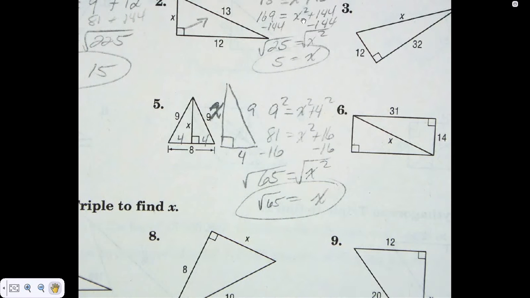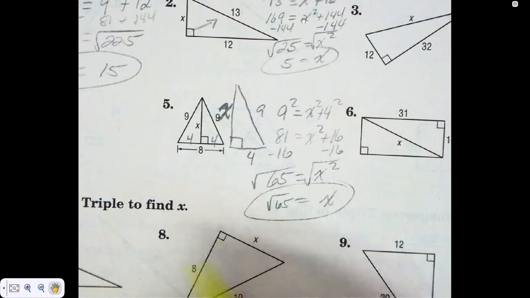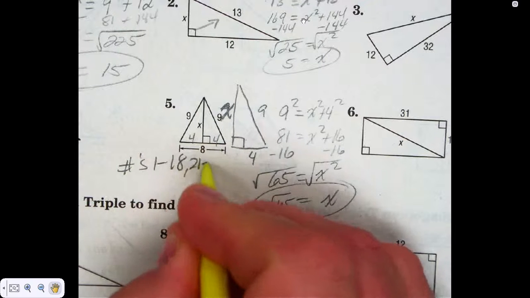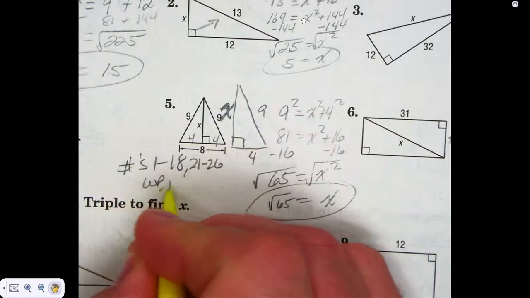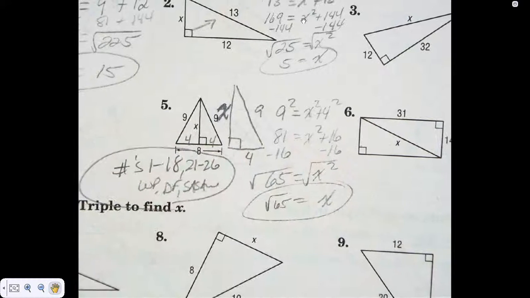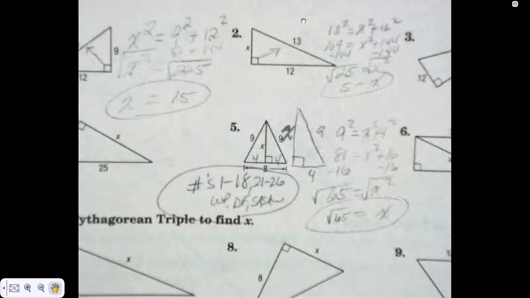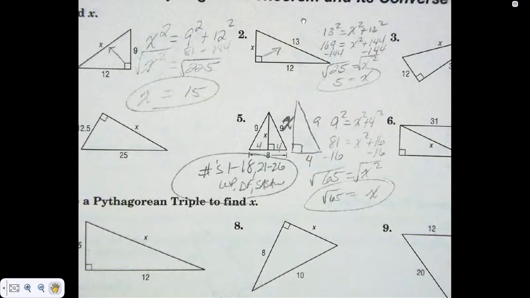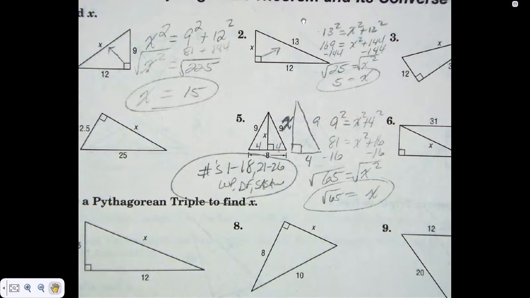What does Canvas say? You guys looked at it yet? One through 18, 21 through 26. Write problems, draw figures, show all steps and work. You think I'm going to be okay with you not showing the Pythagorean theorem? Probably not. Let's get to work.